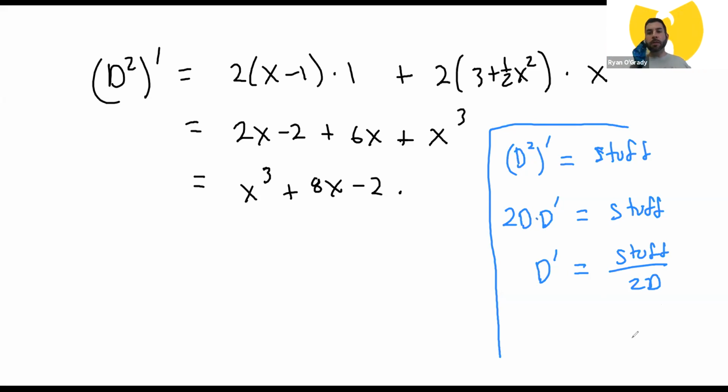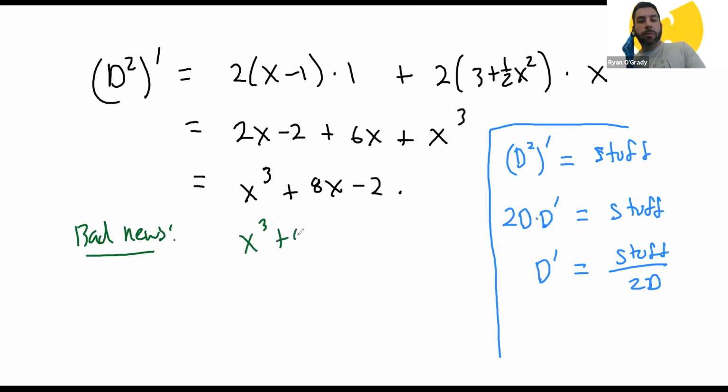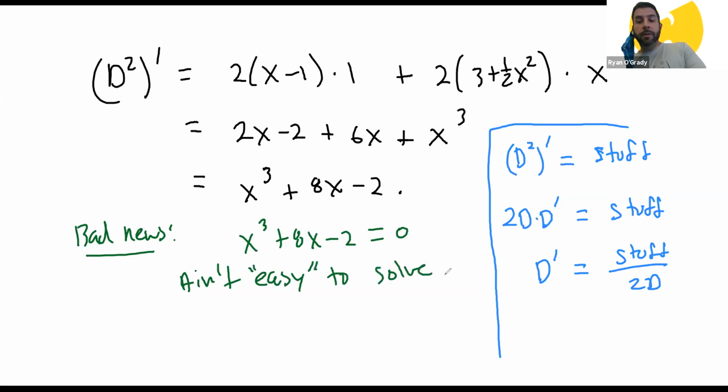All right, now, if that wasn't crazy enough, what stinks even more is this creature. We have some bad news. X cubed plus 8x minus 2 equals 0 ain't easy to solve. And I'll put easy in parentheses.